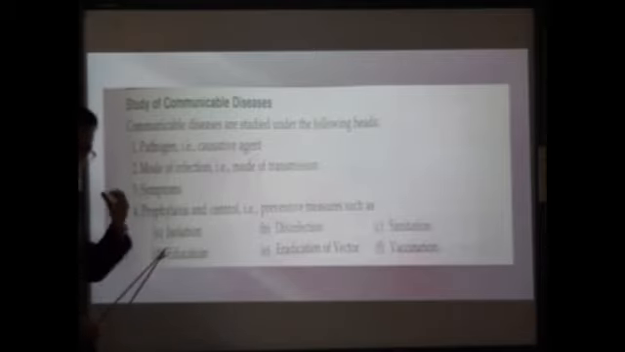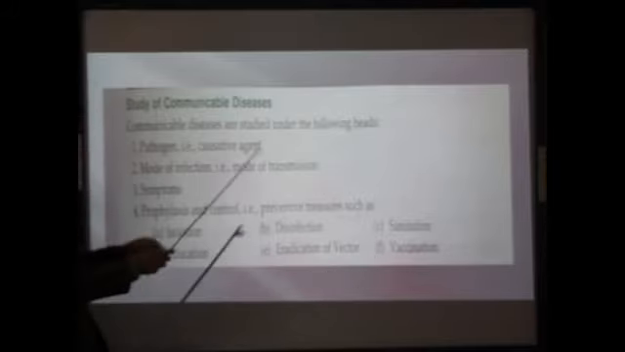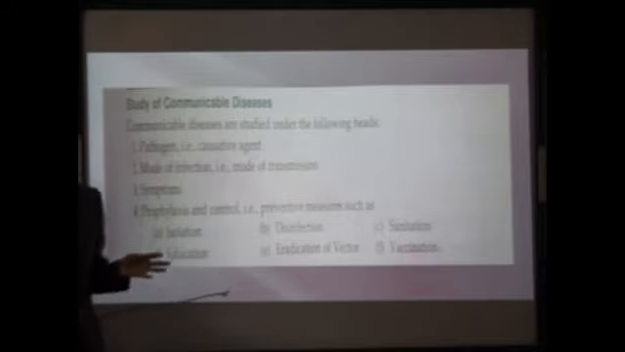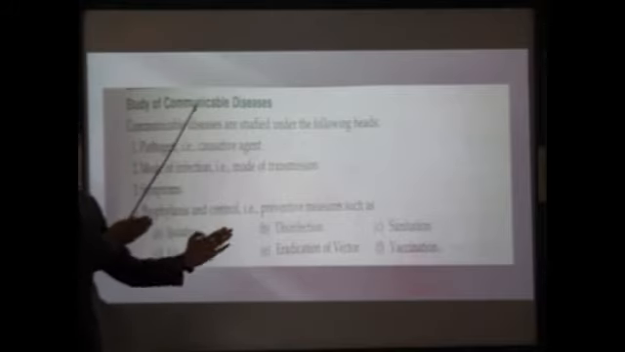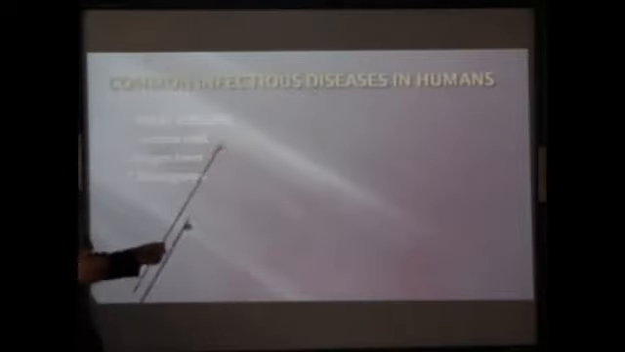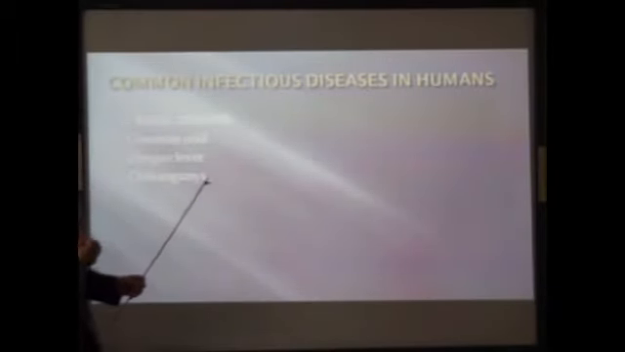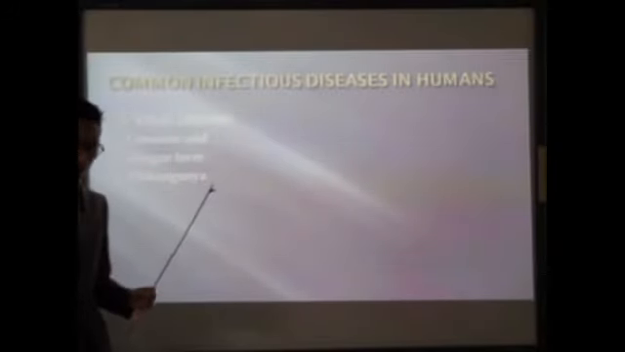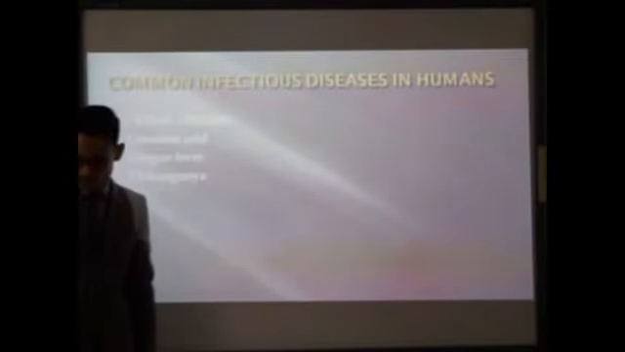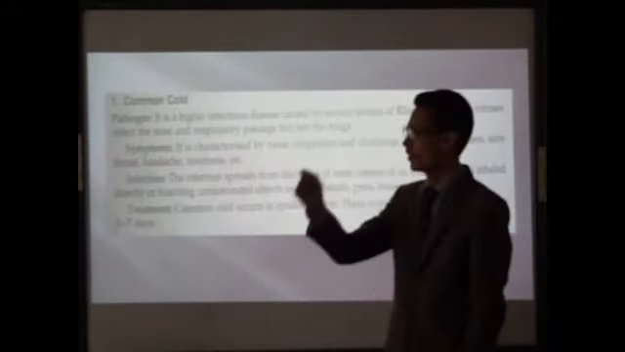Over here you can remember points like isolation, disinfection, sanitation, education, eradication of vector, and vaccination. So these are the different topics which we have to remember when we study the different types of communicable diseases. First of all, today we will learn about the diseases caused by viruses, like common cold, dengue, and chikungunya. Clear? First of all, we will learn about the common cold, because each and every one of us suffers from the common cold.